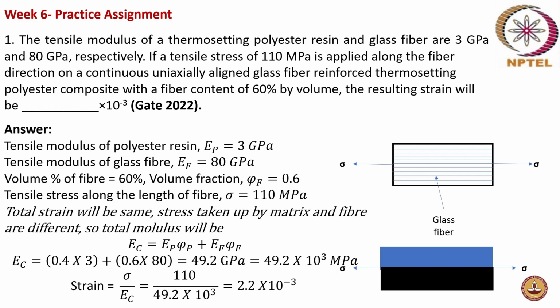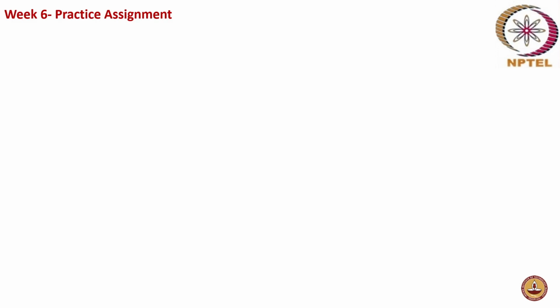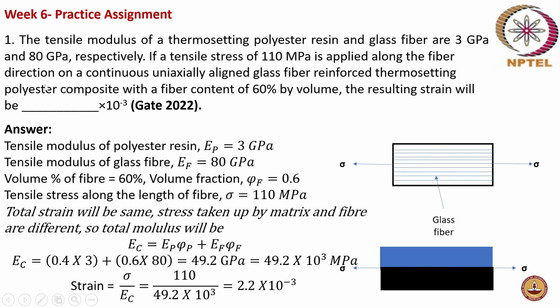And similarly, your polymer matrix will also take up a strain of 2.22 into 10 power minus 3. Why will both get the same strain? That is what I explained to you in the beginning. Since this is a uniaxially aligned system, both the matrix and the fiber should take up the same strain. It is kind of a series arrangement, one over the other. You would have seen the series and parallel resistors arrangement, right? Yes, the same concept.